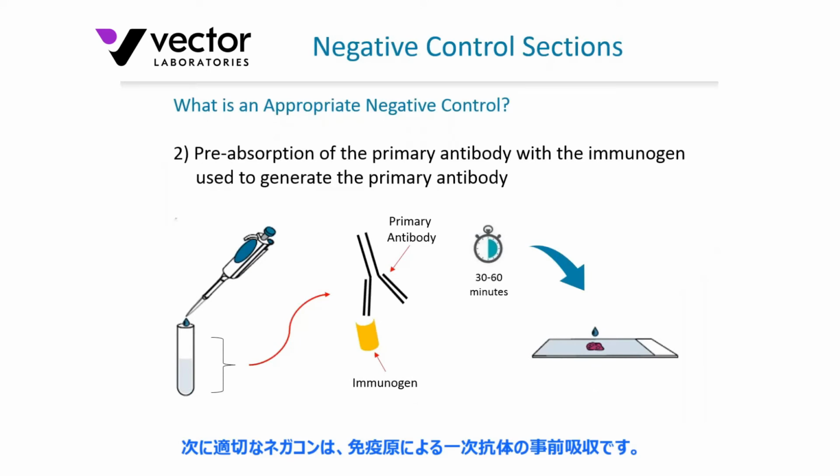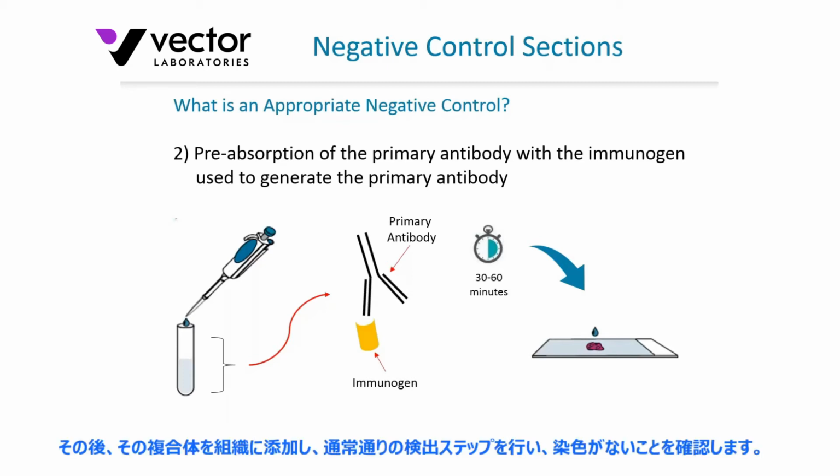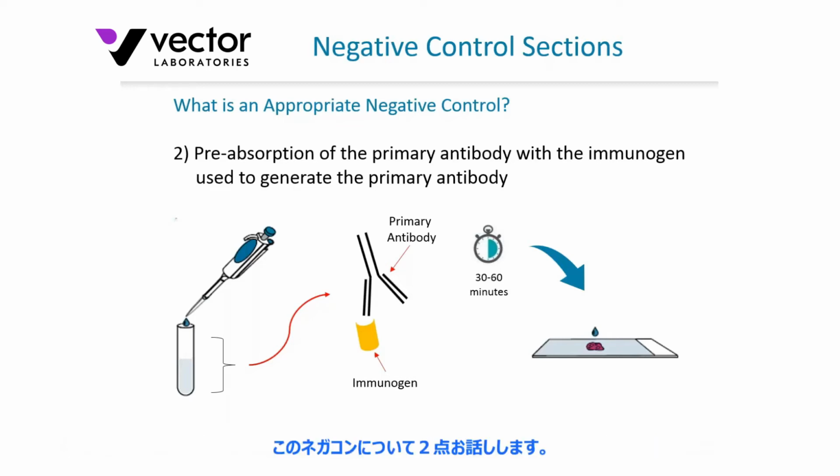Another appropriate negative control is pre-absorption of the primary antibody with the immunogen used to generate the primary antibody. I've got a little cartoon here demonstrating the primary antibody binding the immunogen in solution, and letting it incubate for a given period of time. Indeed, some investigators may even say overnight at 4 degrees would be appropriate. And then putting that complex on the tissue preparation along with the secondary detection reagents to see an absence of staining. Two things with this negative control.